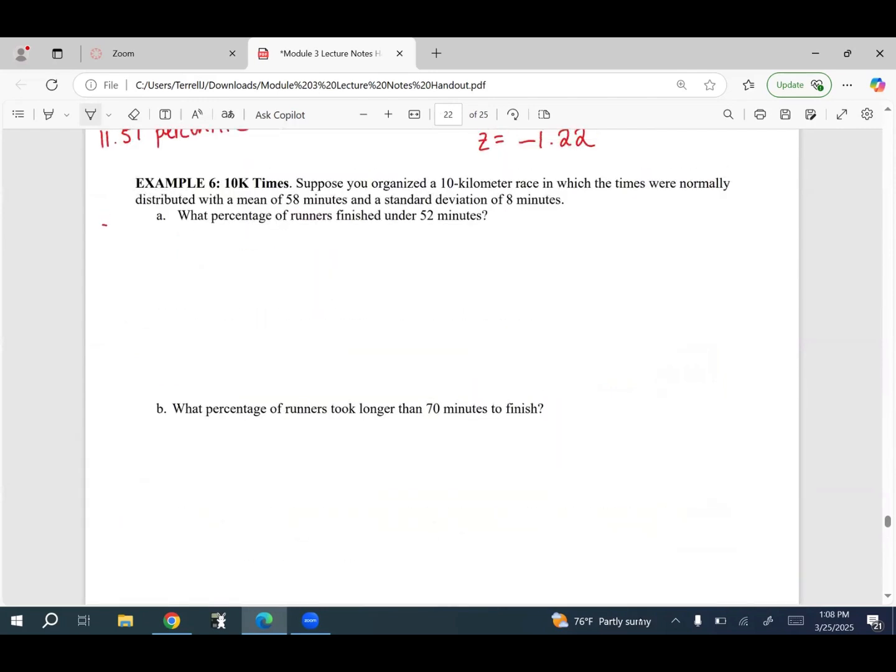And so this is about a 10K time. We're racing, and it says, suppose you organized a 10-kilometer race in which times were normally distributed. As soon as I see that it's normally distributed, I'm drawing my bell-shaped curve, with a mean of 58 and a standard deviation of 8. So we're talking about 58 minutes and a standard deviation of 8 minutes. What percentage of runners finished under 52 minutes?